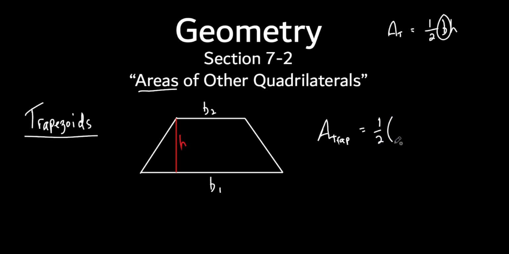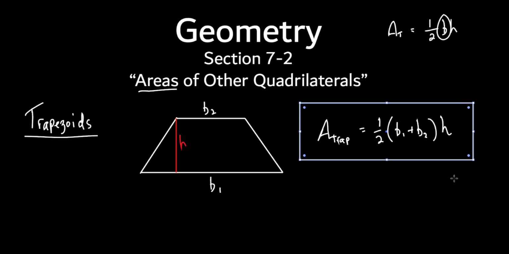So watch, it's 1/2 the two bases added up times the what? Times the height. And that's it. So if you remember that a trapezoid starts with T, triangle starts with T, it's very, very close to the area of a triangle, except what's the big difference? It's got two bases instead of one.